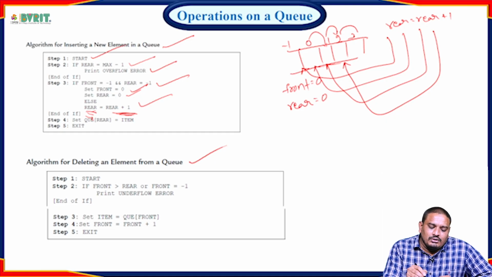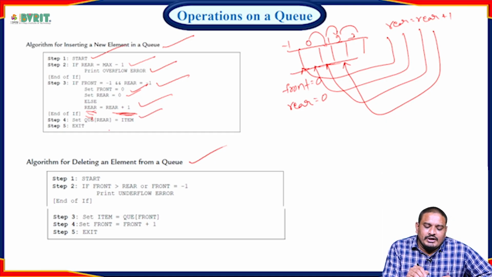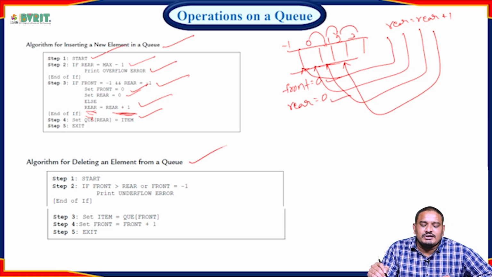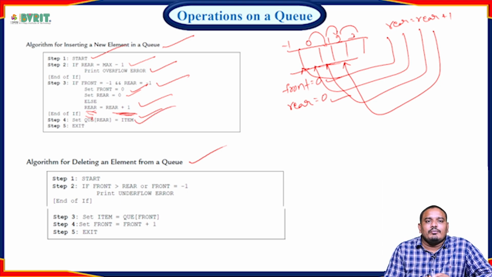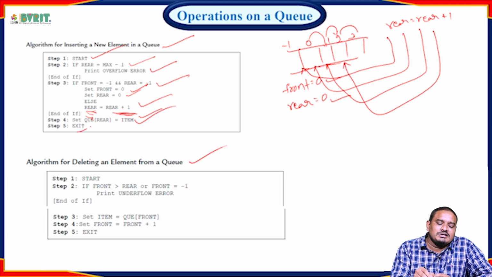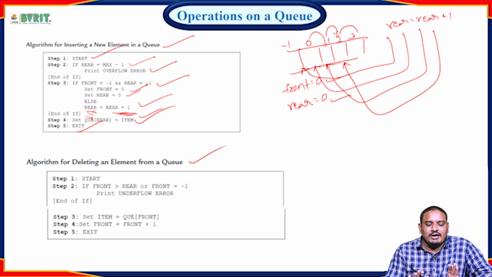Now, set queue of rear equal to item. If after setting the front equal to 0, rear equal to 0, we are inserting the element to the rear. That means the item will be inserted to the queue. Last step is exit. That is the algorithm for inserting an element into the queue.